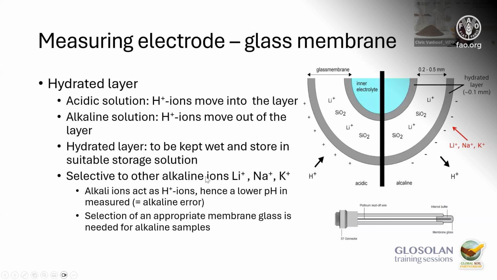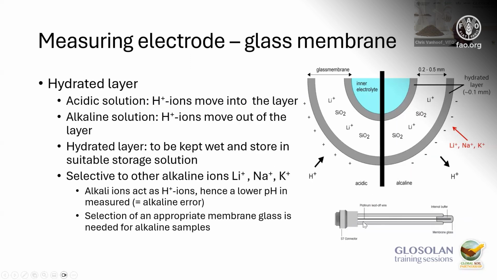Also, this glass membrane can be attacked by alkaline ions like lithium, potassium, and sodium, because they are going to interact like a hydrogen plus ion. And then with the alkaline ions, you measure a lower pH value than actually present. So it's called an alkaline error that you have to take into account. If you want to measure alkaline solutions, then you have to select a proper pH electrode that is capable of handling these alkaline samples. That's an important issue.